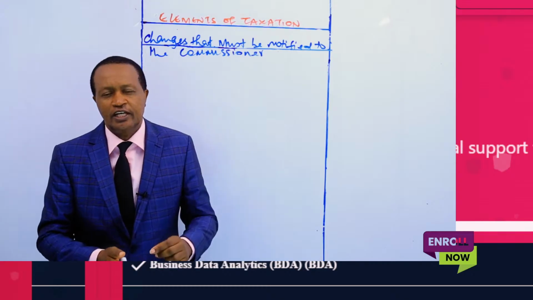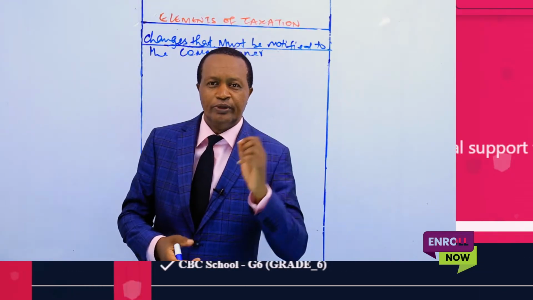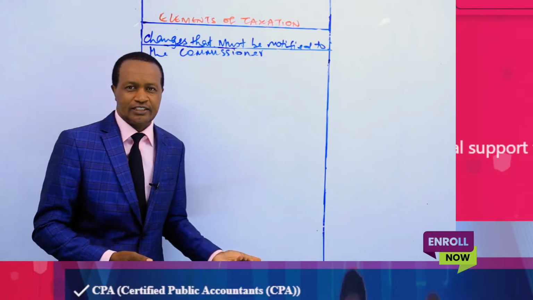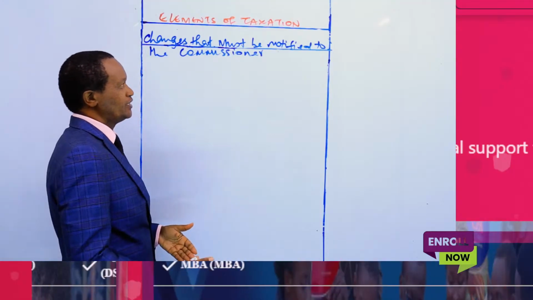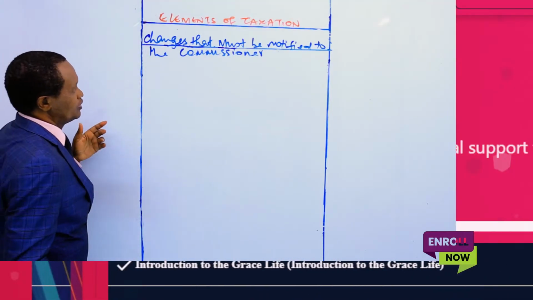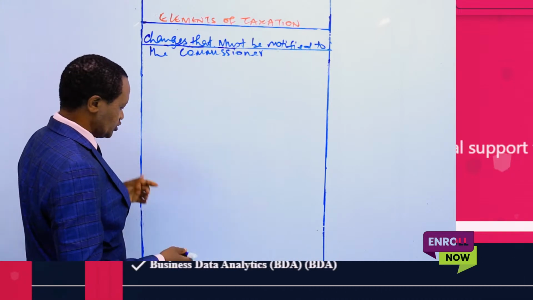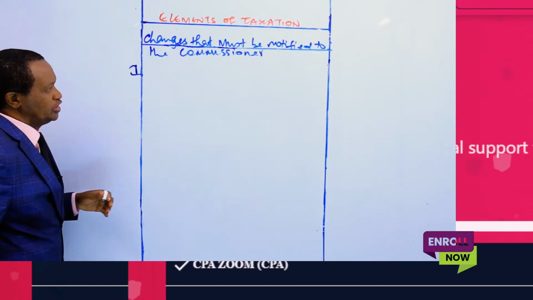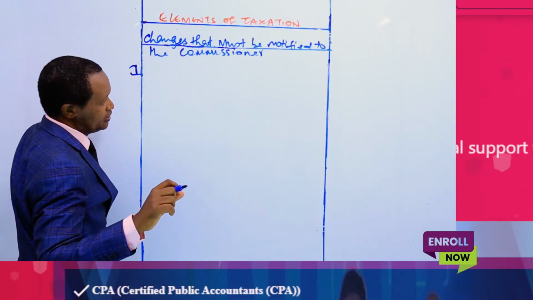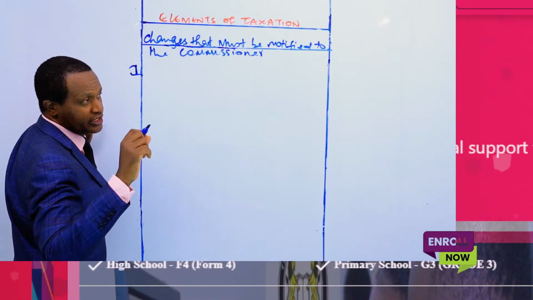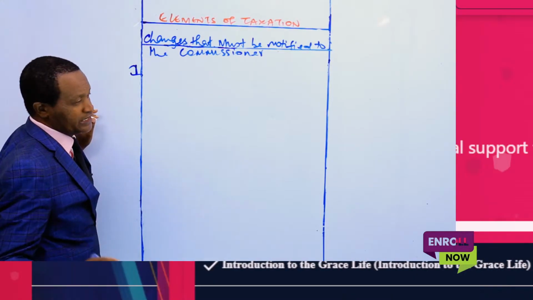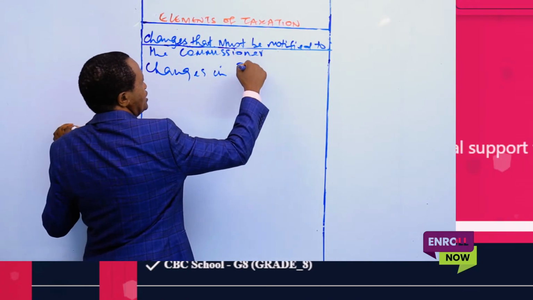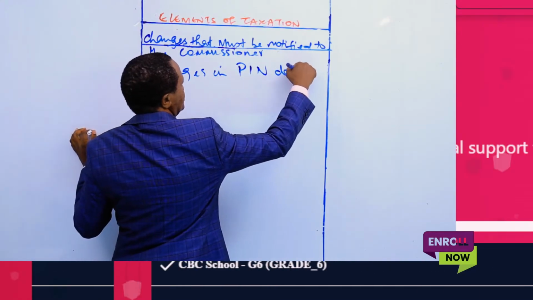Failure to do what? Failure to notify the Commissioner of Kenya Revenue Authority of changes in regard to value-added tax. So the question now is, what are these changes that must be notified to the Commissioner in relation to value-added tax? The first change is in relation to the PIN. Changes in personal identification number details.